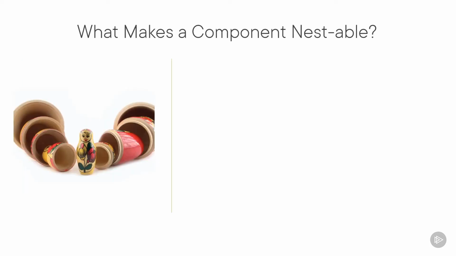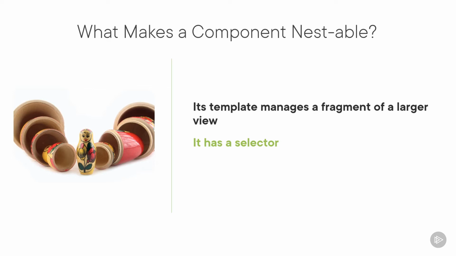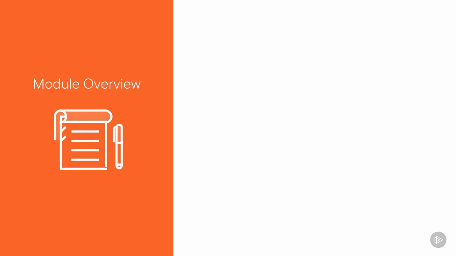So what makes a component nestable? Technically speaking, any of our components could be nested if they have a selector defined in the component decorator. But does it really make sense to nest a large view, such as our product list? For our purposes, we'll define a component as nestable if its template only manages a fragment of a larger view, if it has a selector so it can be used as a directive, and optionally, if it communicates with its container.